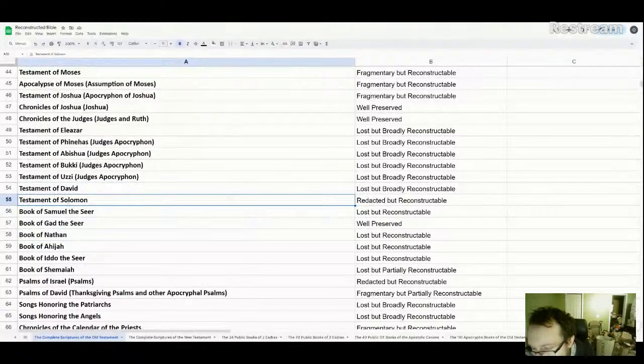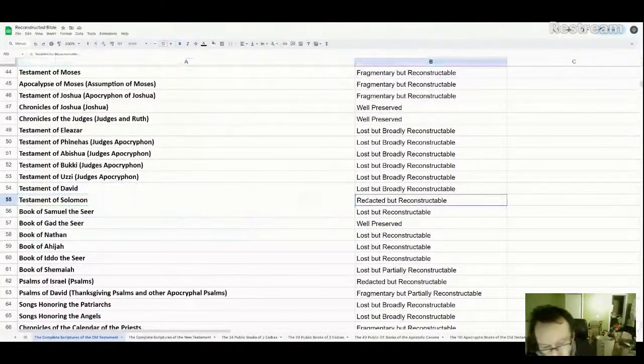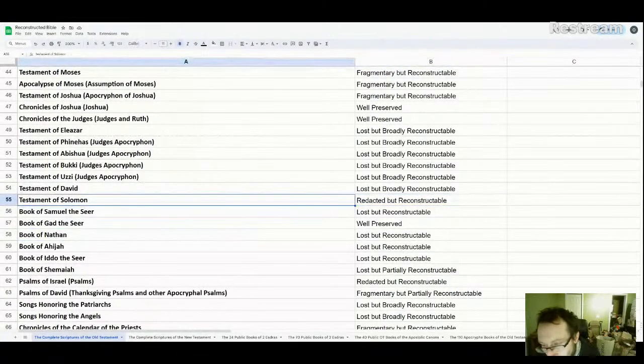Testament of Solomon, I believe, is redacted but reconstructible. In the current form, Testament of Solomon has some Christian additions and also some Greek material that seems not original to the text. So I believe we can reconstruct, generally speaking, what the original Testament of Solomon was. We have two striking endorsements of the Testament of Solomon. One is how in the New Testament, Yeshua actually endorses it. Solomon's power over the demons, he refers to that story in the New Testament.